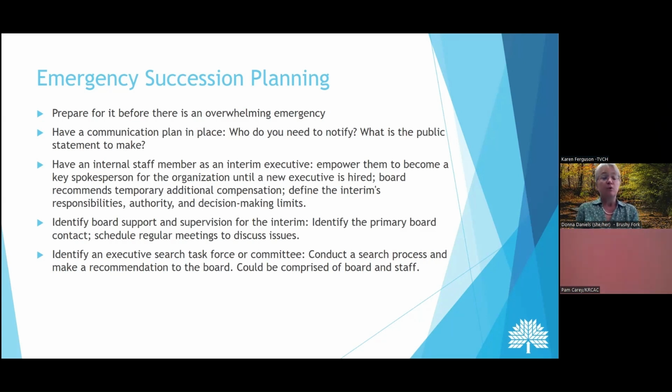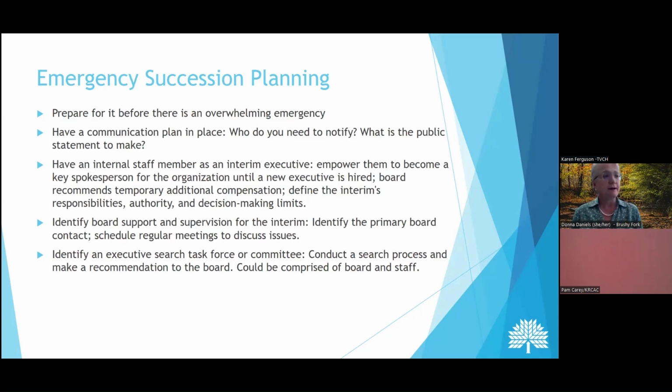You want to identify board support and supervision for the interim over that short-term period. So who? Probably it's going to be the board chair that's going to work with that interim executive, but you want to really make sure that you've identified that, and then schedule regular meetings. The board chair, or whoever is appointed to do this, should be having regular meetings with that interim person, because the full weight of that organization should not be on that person's shoulders unless they are moved full-time into that executive level position. They're a stopgap, and they should be supported that way.